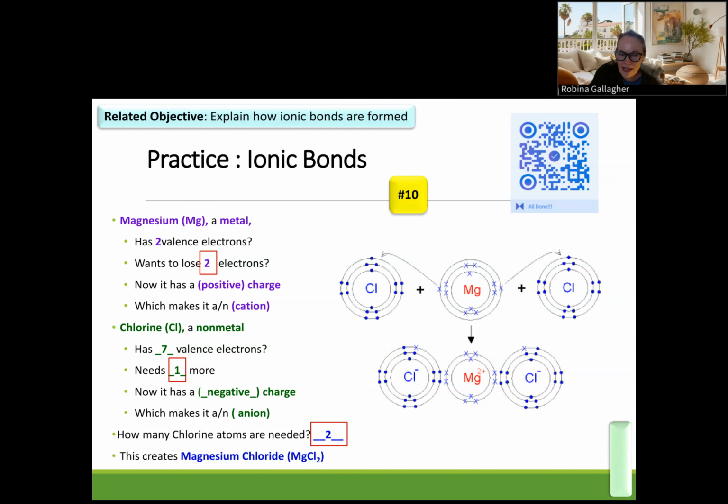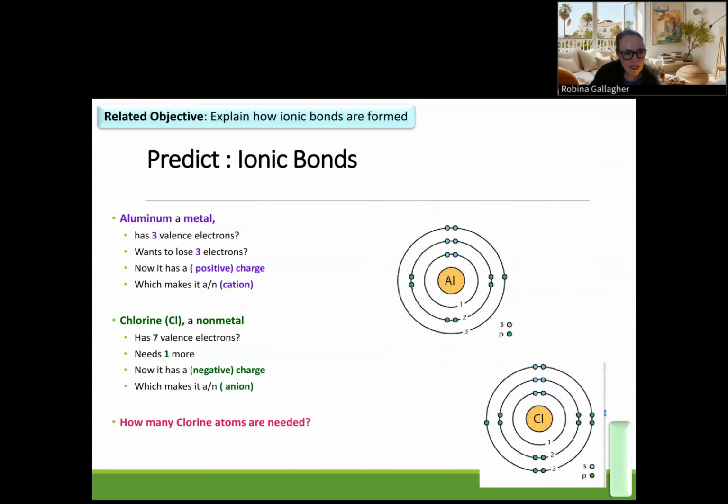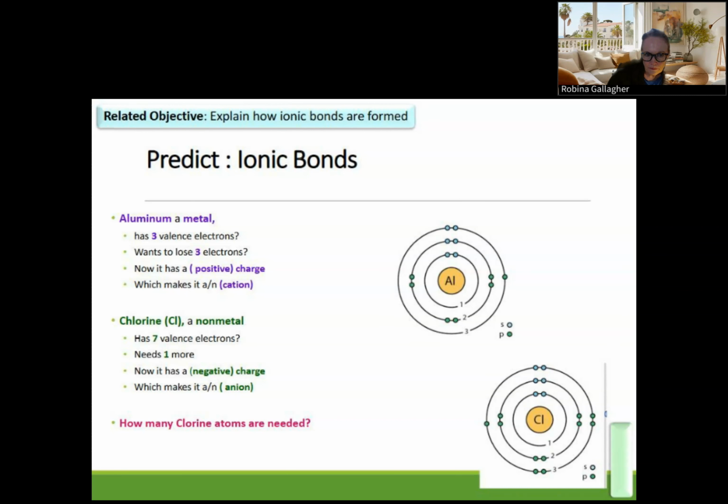Okay, dokie. So that is question number 10. Now, let's look at this one. Aluminum has 3 valence electrons. I'm going to count them here just to make sure I did it right. So it has 1, 2, 3. It wants to lose 3, so it's going to have a positive charge and become a cation. Chlorine, we said in the last problem, has 7 valence electrons. It only needs 1 more, right? But aluminum has 3 electrons to give away.